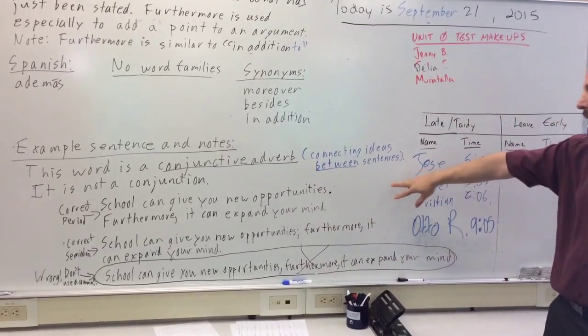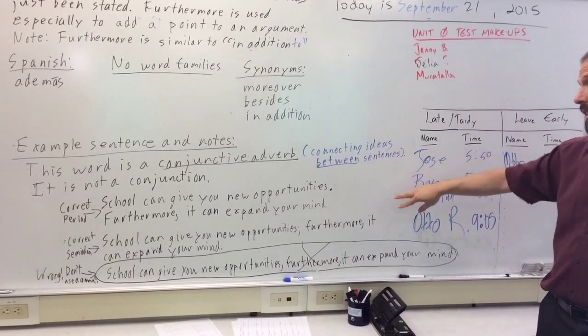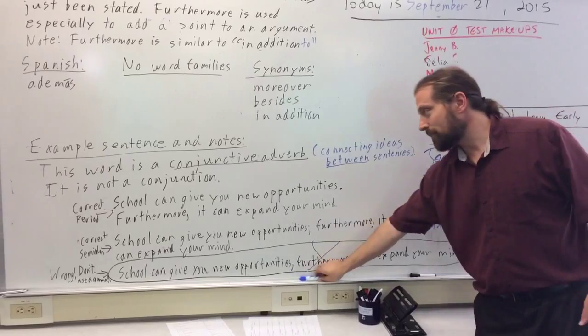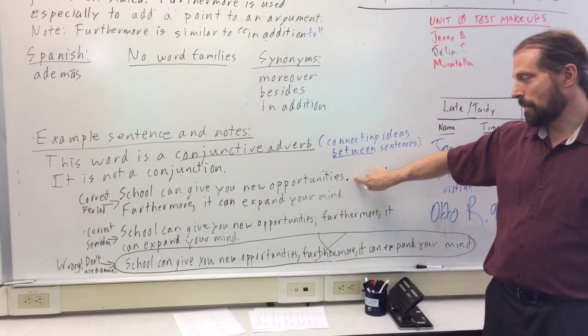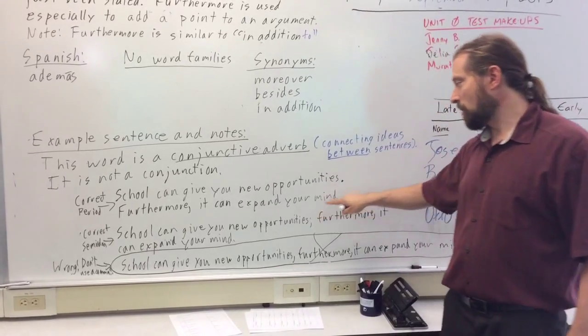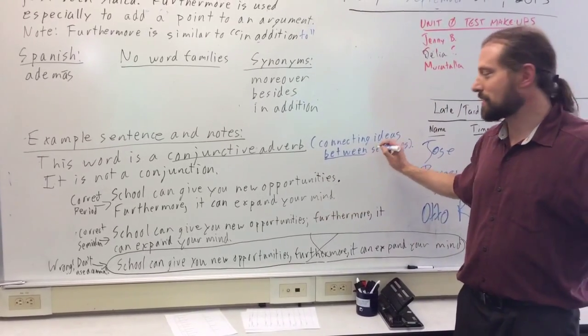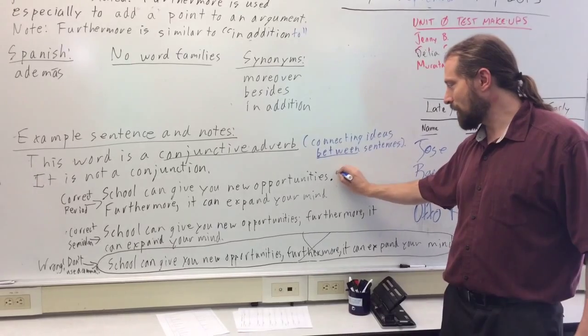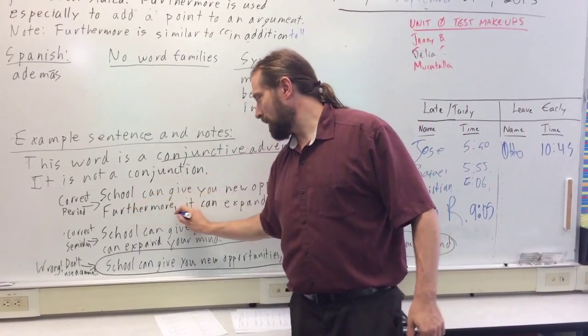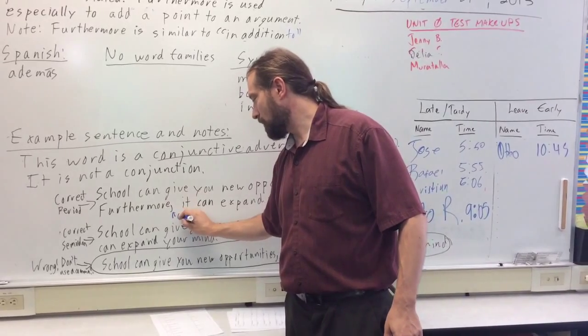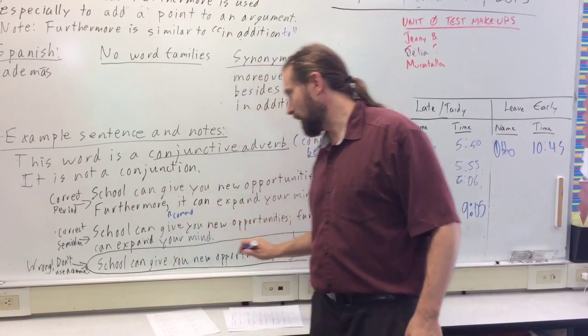So how can you write it? As I said, it's not a conjunction, so you can write it with a period. Here's an example. School can give you new opportunities, period. Furthermore, it can expand your mind. Those are two reasons to go to school. We have a period in between, then the word furthermore, and then a comma after the word furthermore. That's one way to do it correctly.